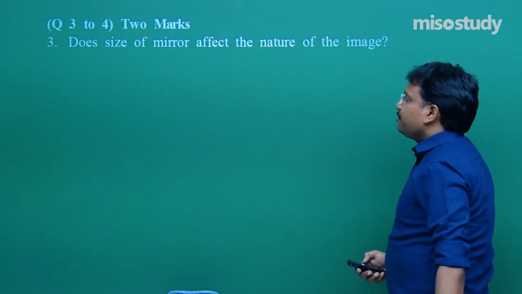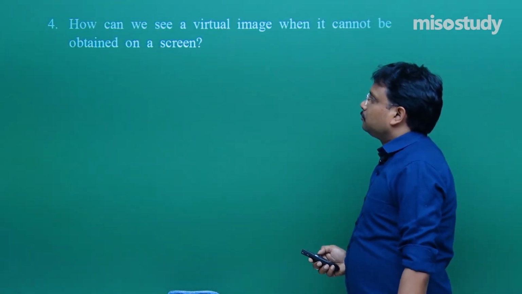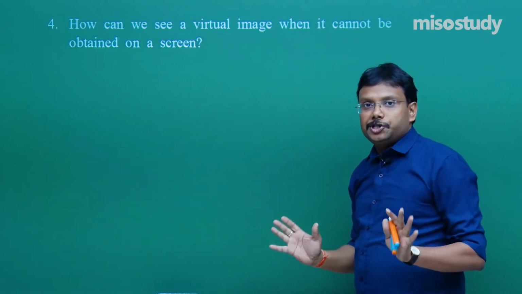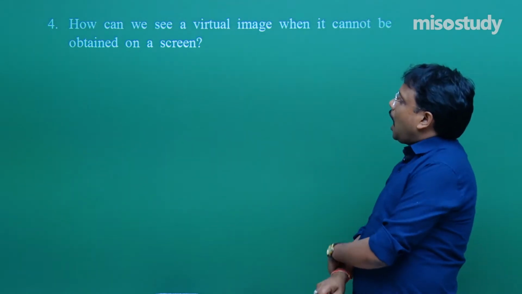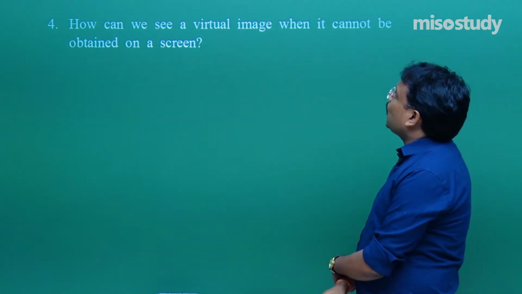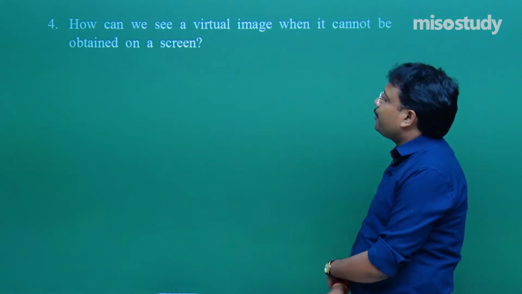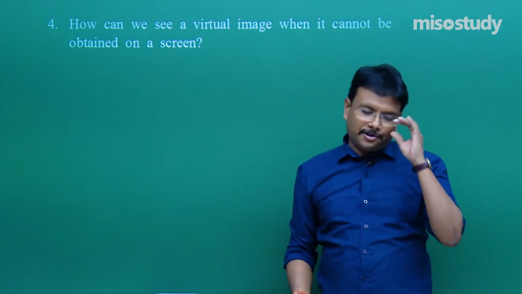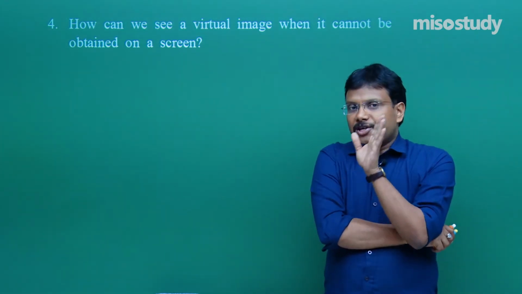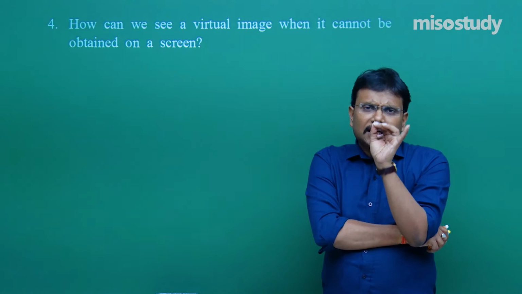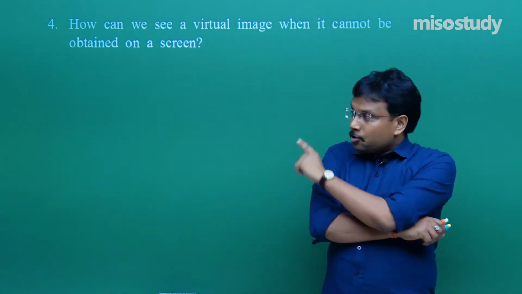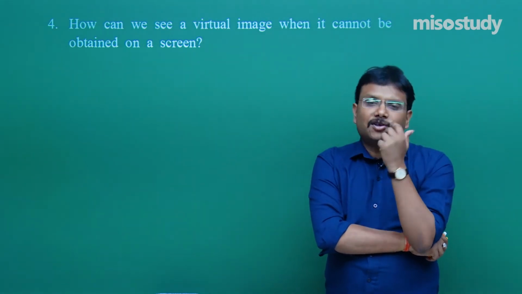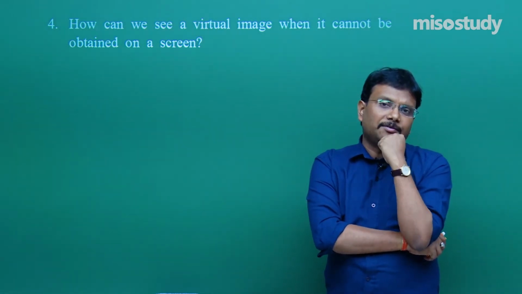And this question is again for 2 marks. Now, this question is basically a logical question. Try to understand. How can we see a virtual image when it cannot be obtained on screen? Forget the question, let us start enjoying the physics. Virtual image is that image which you cannot achieve on screen. So, the question is indirectly saying, if you cannot achieve an image on a screen, then how can you say I can observe this, I can watch it.